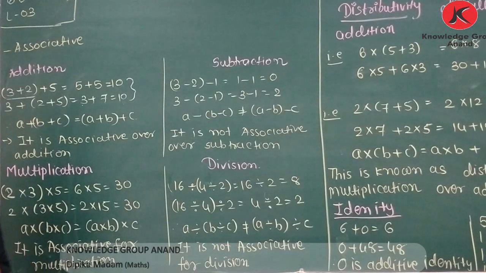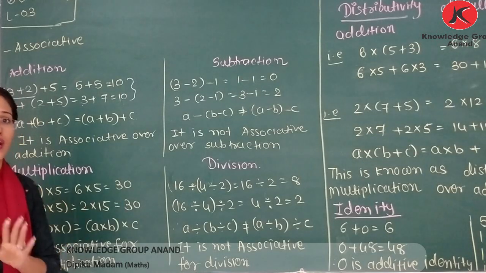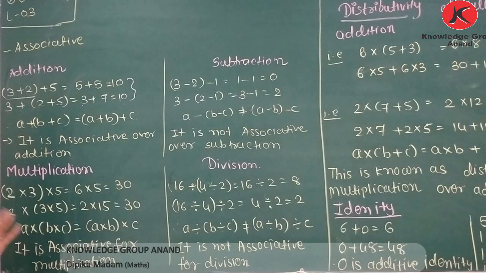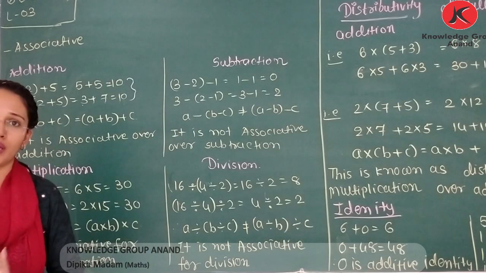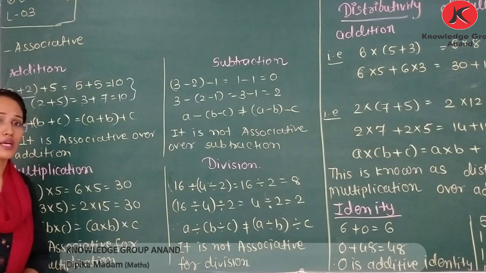If three numbers are there, then you can add any two numbers first and then add the third number. So we can write it is associative over addition. Now we will check for subtraction.